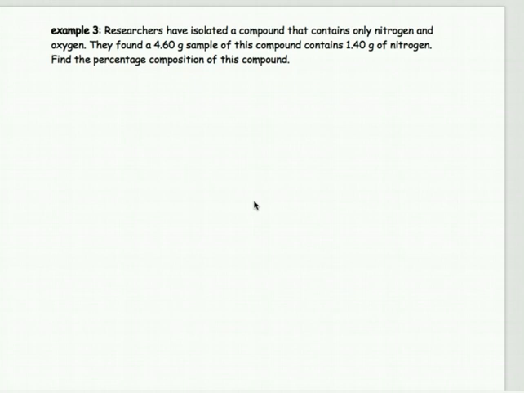Okay, so example 3: researchers isolated a compound containing some nitrogen and oxygen. They found the 4.6 gram sample of this compound contained 1.4 grams of nitrogen. Find the percent composition of this compound. Okay, so again, that last sentence there, hopefully you understand that. It means find all of the different elements that are in this compound, the percent composition. So it says here that it's a nitrogen and oxygen compound, so let's write down all the information we have here. So we know that we have a total mass of 4.6 grams.